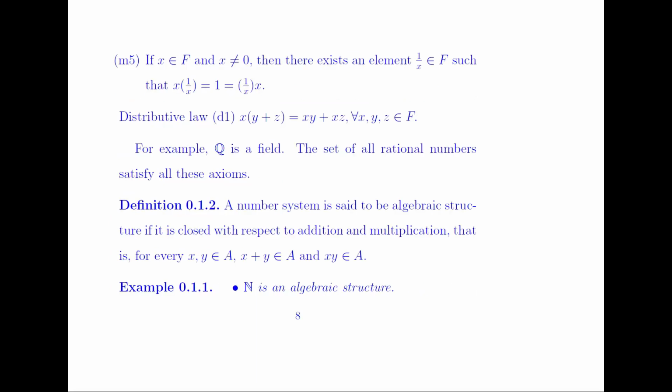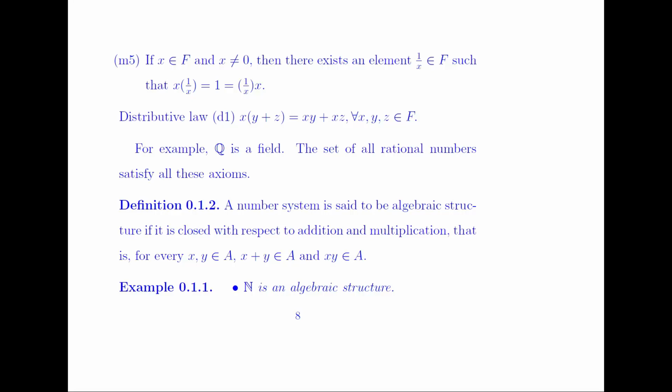And the fifth one is the existence of the inverse element under multiplication, that is there exists an element 1 by x belonging to the field F such that x into 1 by x is equal to 1, which is equal to 1 by x into x. And then we have the distributive law, which combines the properties of addition and multiplication, that is x into y plus z is equal to x into y plus x into z.